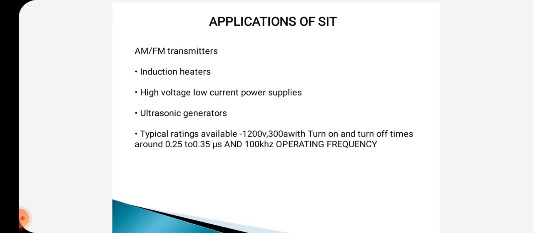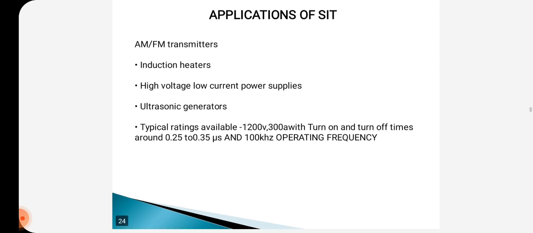Now, the applications of SIT. SIT is used in AM and FM transmitters, induction heaters, high voltage low current power supplies, ultrasonic generators, and so on. The typical rating available is 1200 volt, 300 ampere with turn on and turn off times around 0.25 to 0.35 microsecond and 100 kilohertz operating frequency of SIT.